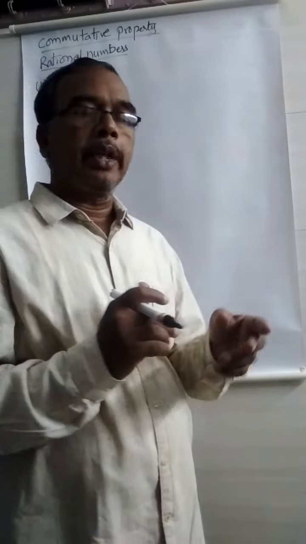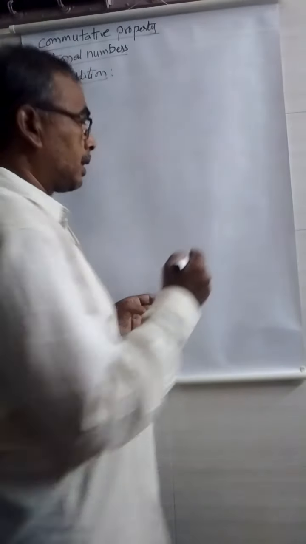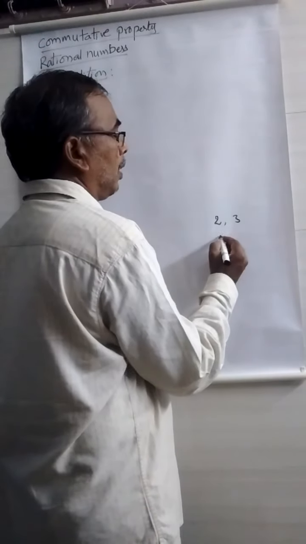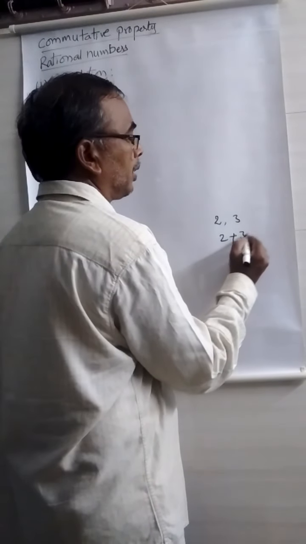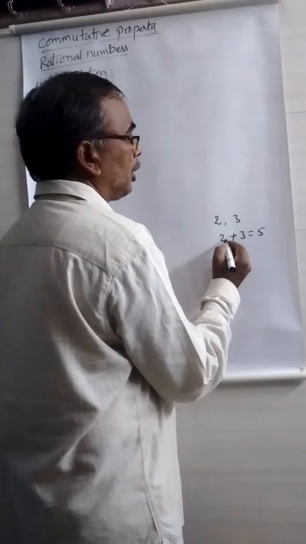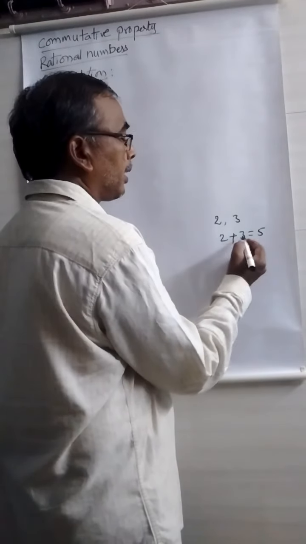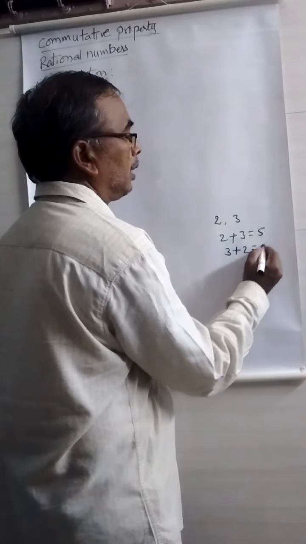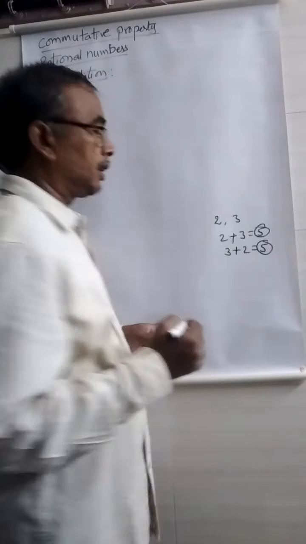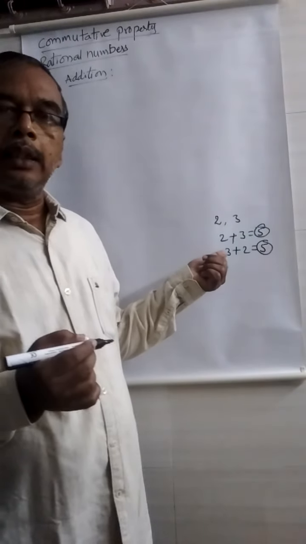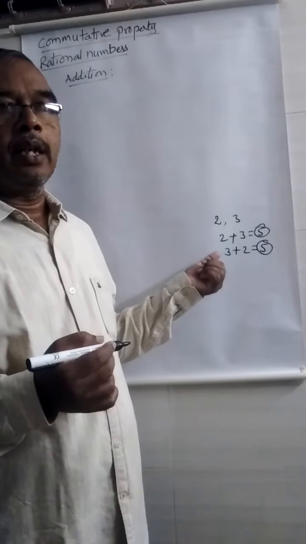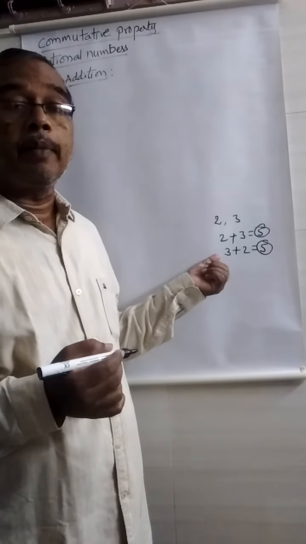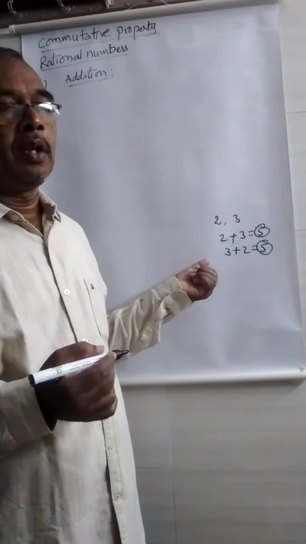ఫర్ ఎగ్జాంపుల్, you take two whole numbers 2 and 3. 2 plus 3, what you get? 5. You take reverse order, 3 plus 2, that is also 5. There is no change in the result. Hence, this is called commutative property. That means the whole numbers satisfy the commutative property under addition.